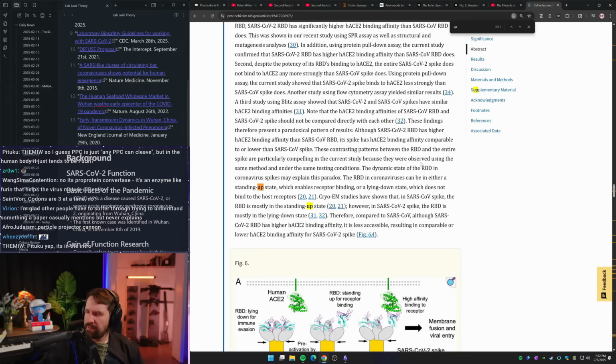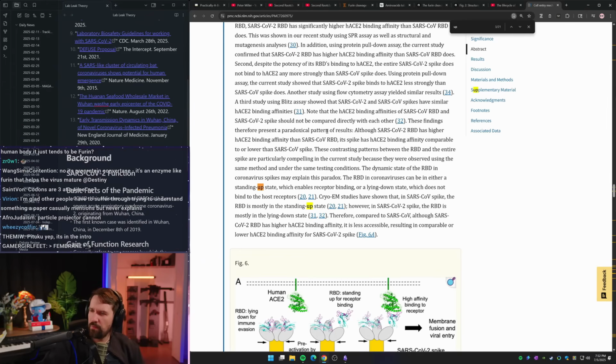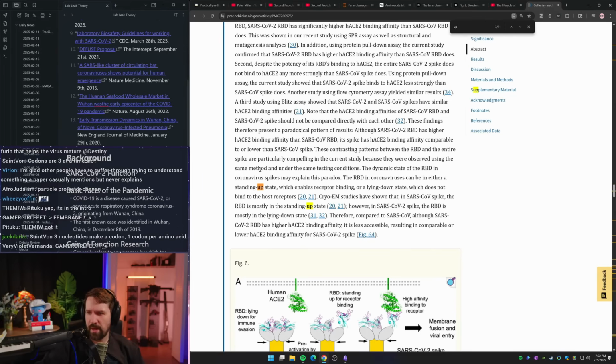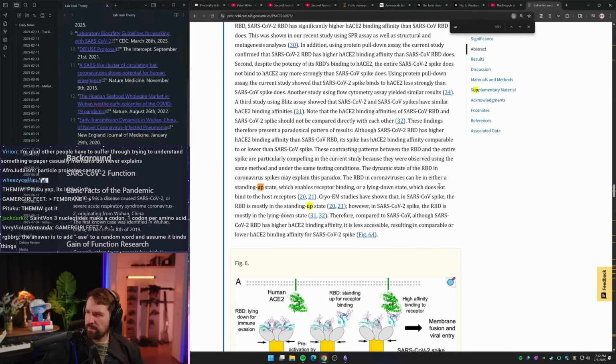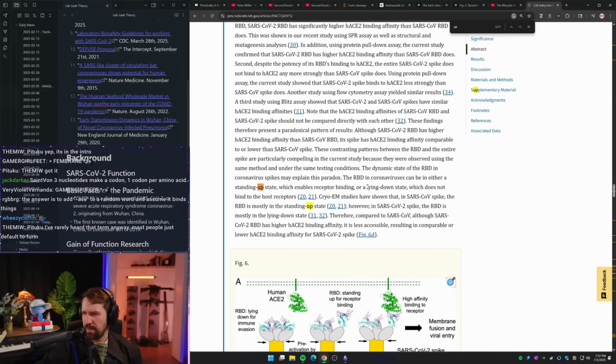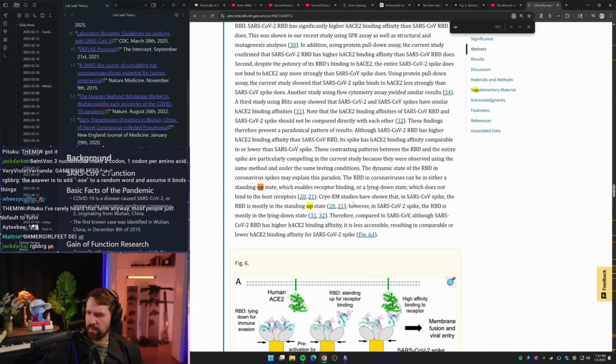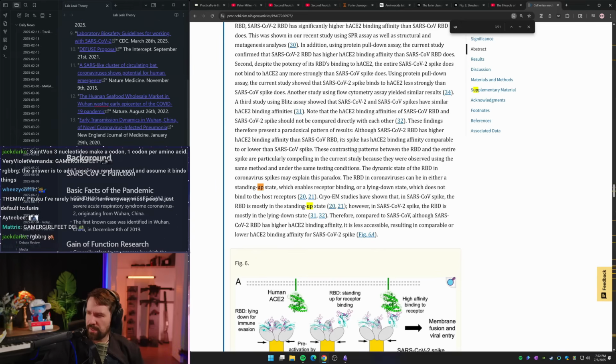The dynamic state of the RBD in coronavirus spikes may explain this paradox. The RBD in coronaviruses can be in either a standing up state, which enables receptor binding, or a lying down state, which does not bind to the host receptors. Cryo-EM studies have shown that in the SARS-CoV spike, the RBD is mostly in the standing up state. However, in the SARS-CoV-2 spike, the RBD is mostly in the lying down state. Therefore, compared to SARS-CoV, although SARS-CoV-2 RBD has higher ACE2 binding affinity, it is less accessible, resulting in comparable or lower ACE2 binding affinity for the SARS-CoV-2 spike.